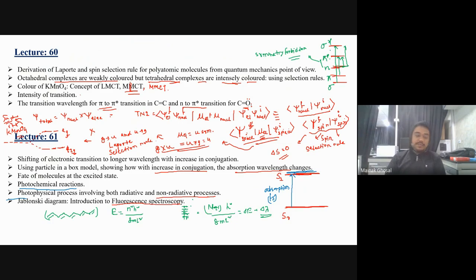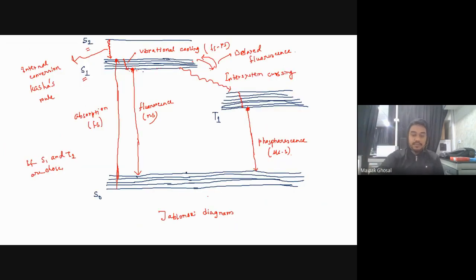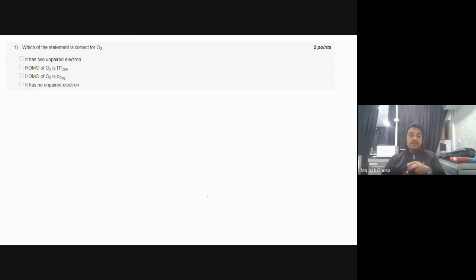Now I am moving to some questions. This is my first question. Which of the following statements is correct? First option: it has two unpaired electrons. Second: the HOMO of oxygen is pi star 2pg. Third: the HOMO of oxygen is sigma 2pg. Fourth: it has no unpaired electron. Four options are there, and you will find this answer in lecture number 57.